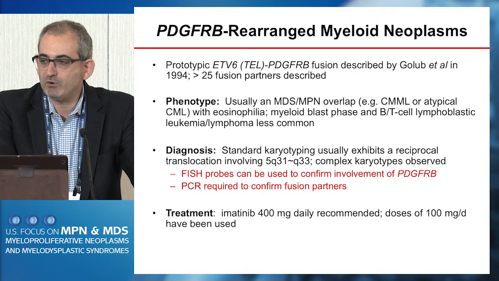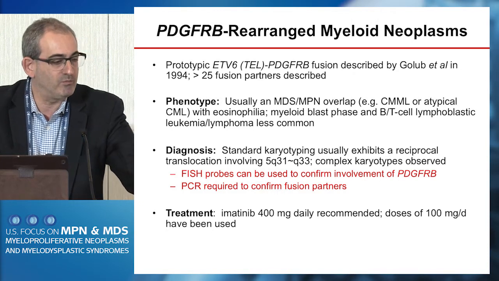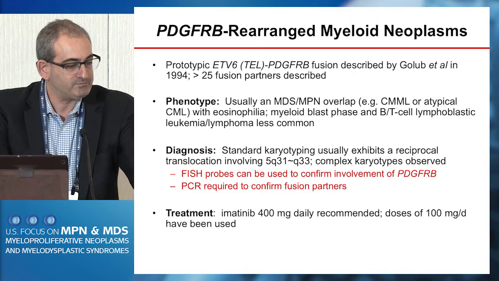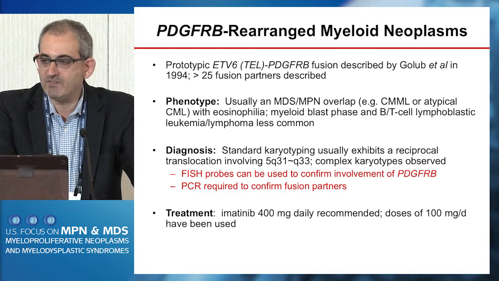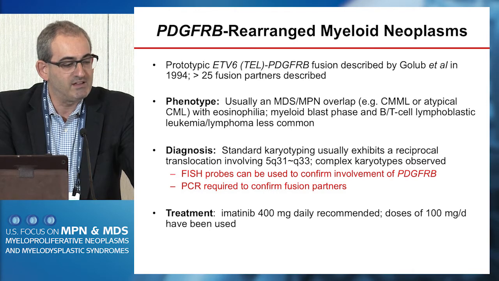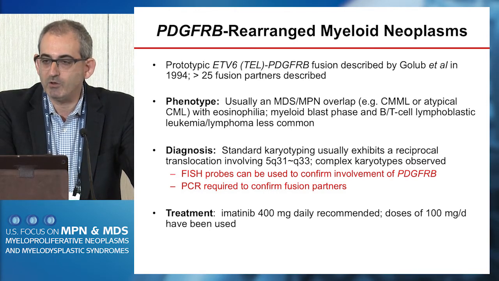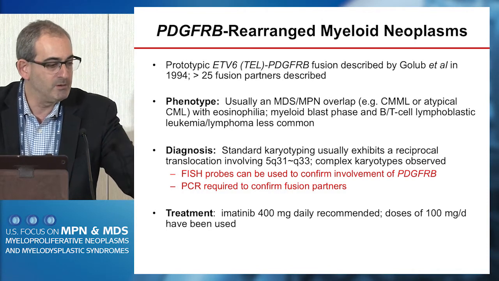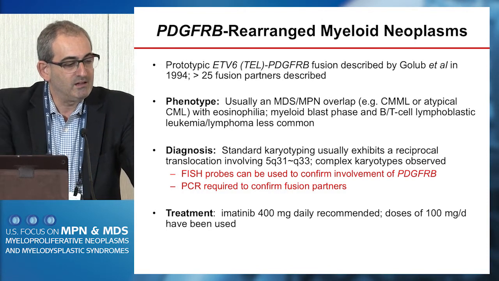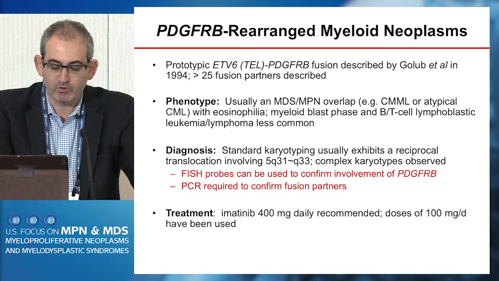And FISH can be used, or RT-PCR can be used to confirm the fusion with PDGFR-beta. Treatment is with imatinib 400 milligrams per day, and doses of 100 milligrams per day have been used as maintenance. And these patients generally have a very good long-term prognosis, with very few individuals experiencing resistance. So again, like the FIP1-PDGFR-alpha patients, imatinib does the job in most individuals.